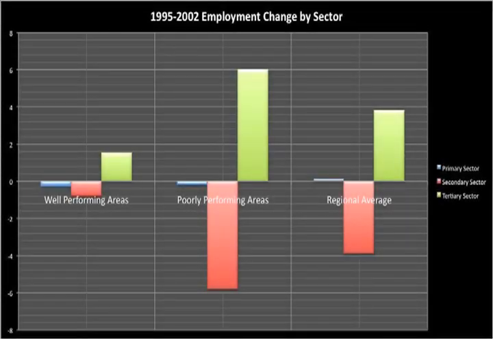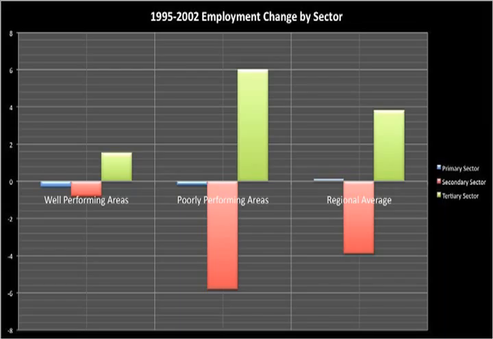For the region as a whole, the graph displayed illustrates a near equal shift in employment from the secondary to tertiary sector. In the well-performing areas, employment shifts follow a similar pattern, though on a less drastic scale as compared to the region on the whole. These areas are characterized by a slight drop in primary employment, a decrease in secondary employment, and a near proportional increase in the tertiary sector.